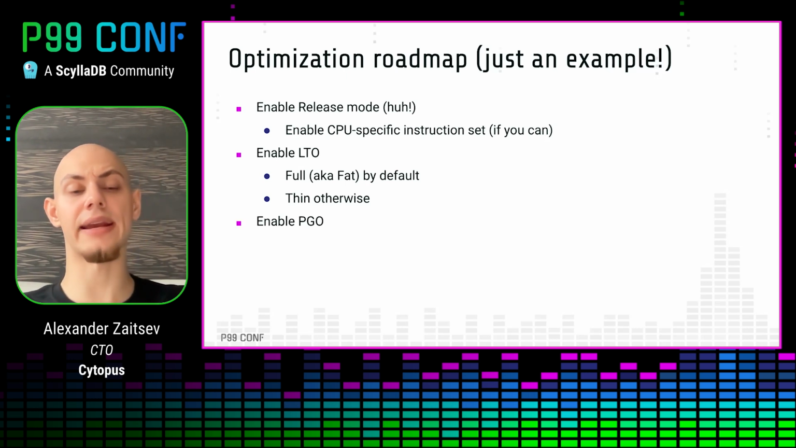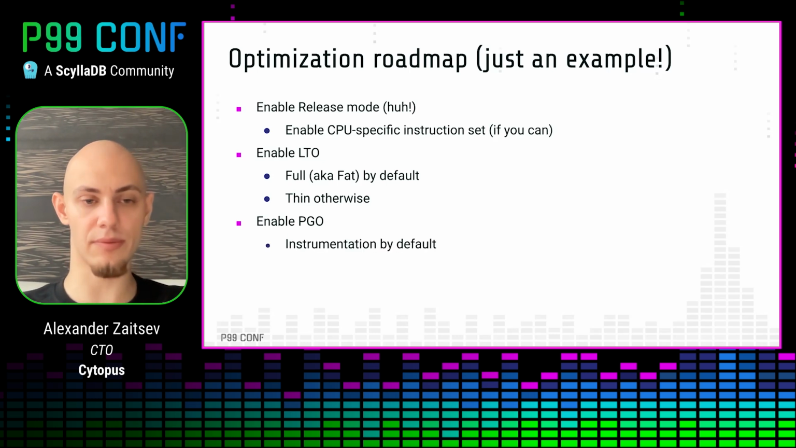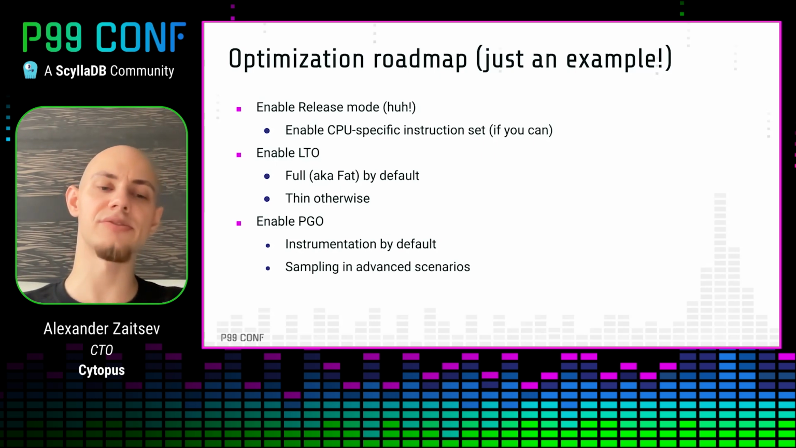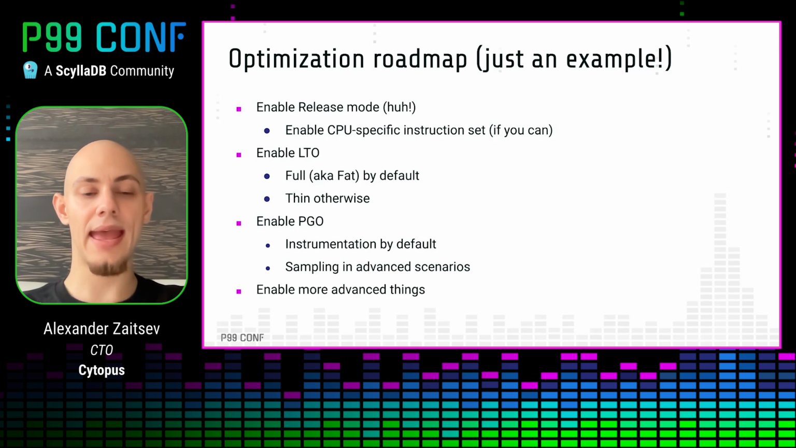Only after that I can recommend to enable PGO. Instrumentation by default because it has better tooling support and more efficient, and only if instrumentation doesn't work for you for some reason, try to play with sampling. And after PGO, it's possible to use more advanced things.